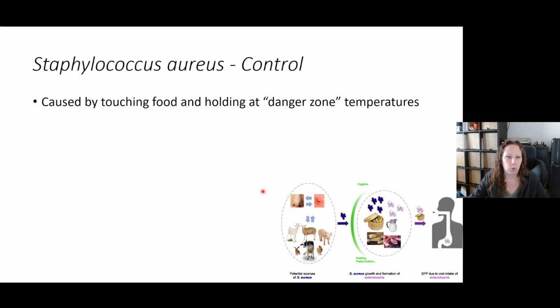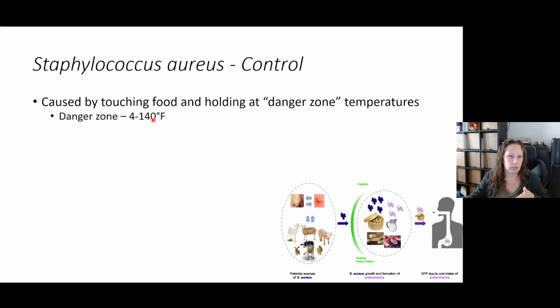So how do we control it? Well, it's caused by touching food and then holding it at danger zone temperatures. It's not a spore former. So if there was staph on the food and you cooked it before it grew, right? So if you had it at good temperatures, preventing growth, you cook it, the staph is dead, it's gone. And then somebody else touches it after it has been cooked. And then it is held at danger zone temperatures.